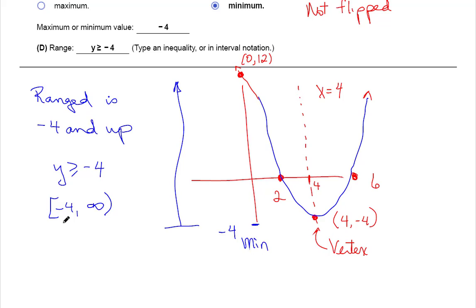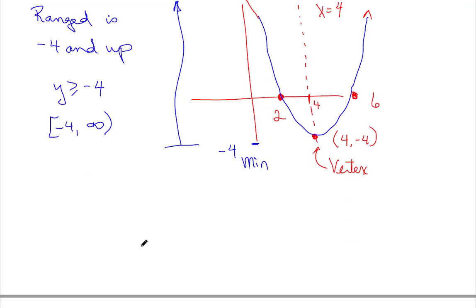So my range is -4 up. So in terms of this way, we could have written it in interval notation too. So either way, it will accept it. Y greater than or equal to -4, or in our interval notation.